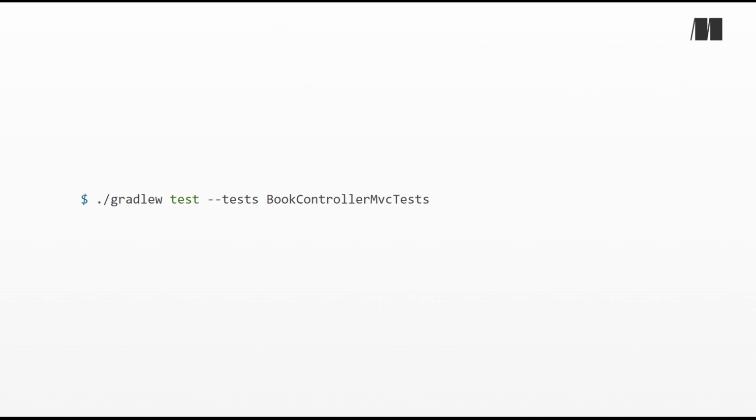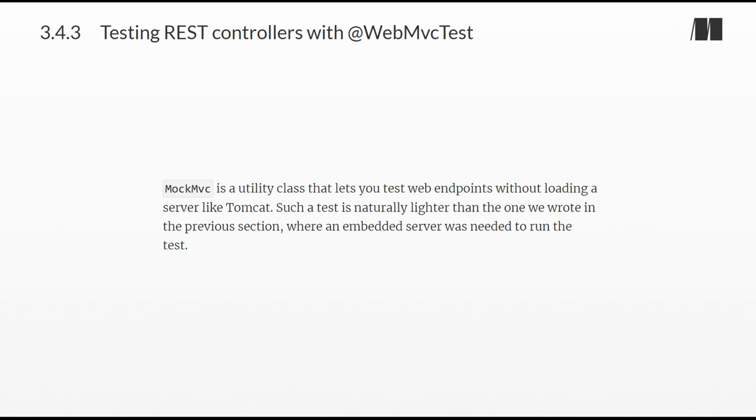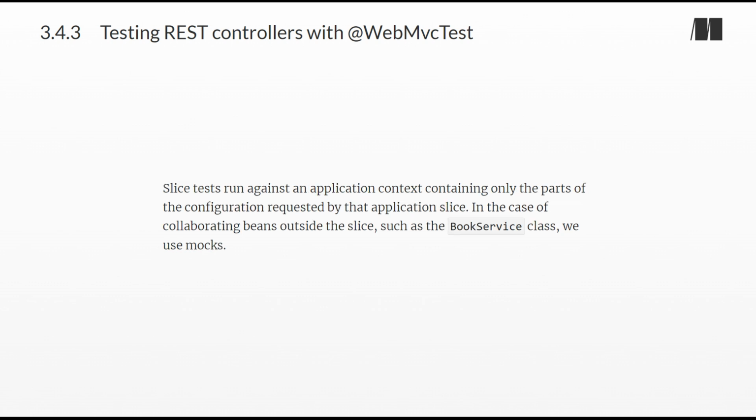See this code. MockMvc is a utility class that lets you test web endpoints without loading a server like Tomcat. Such a test is naturally lighter than the one we wrote in the previous section, where an embedded server was needed to run the test. Slice tests run against an application context containing only the parts of the configuration requested by that application slice. In the case of collaborating beans outside the slice, such as the book service class, we use mocks.